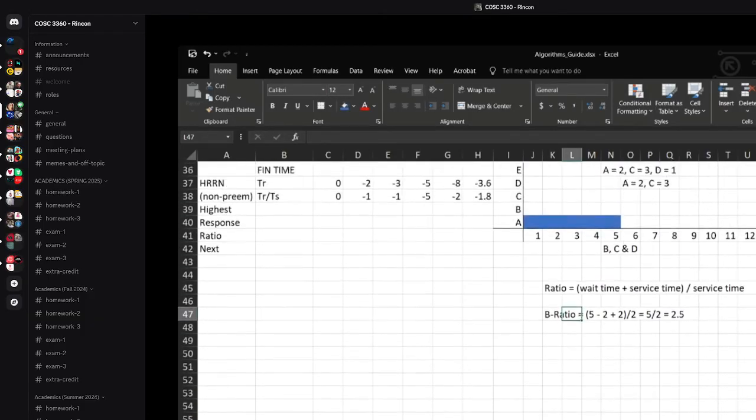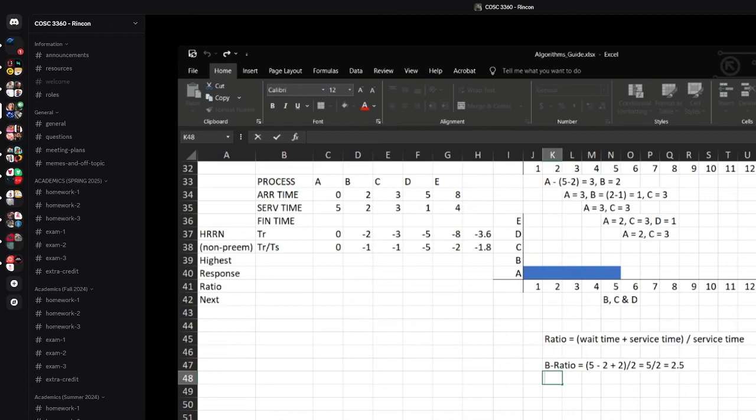Next, we need to also calculate C. C ratio is equal to: the current time, which is 5, minus the arrival time, which is 3, plus the service time, which is 3, and then divided by 3, the service time. This should get you 5 divided by 3.